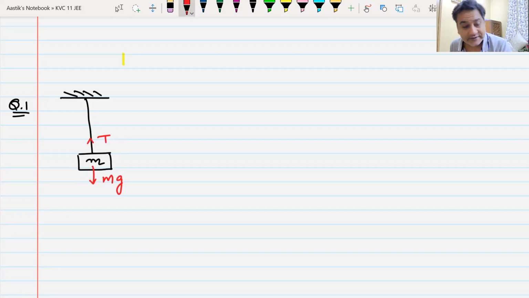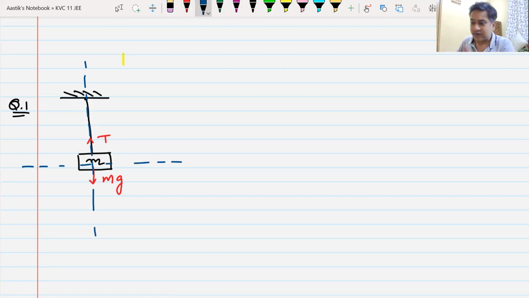The third step is to choose convenient axes as your x and y. When the body is hanging vertically like this, which axis should you choose? This will be your y axis and this will be your x axis. Yes or no? This is the most convenient axis. I will not draw it every time, I'm just showing what we have to do. Now we have to equate all the forces along the axis.